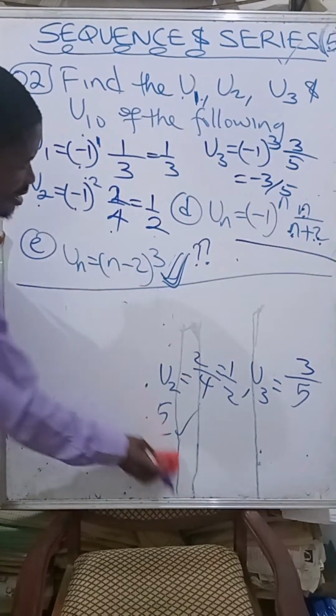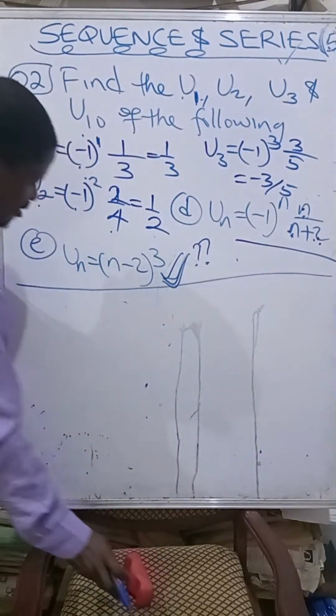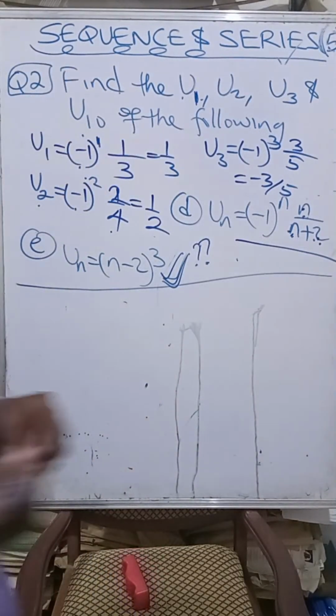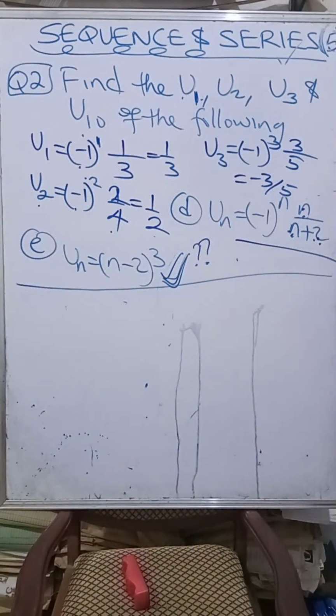The E, let's see your response on the comment section. To do likewise, get the u1, get the u2, get u10. Did I do u10, u3? I've not finished it.